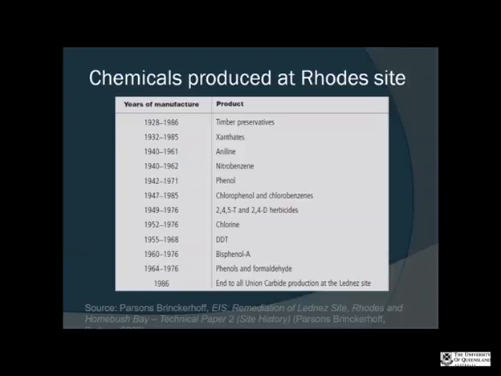This is a list of the chemicals that were produced at the site. You can see DDT is there, formaldehyde. Nasty stuff, really particularly nasty stuff over a long, long period of time, 1928 through to 1986. So production ended at the site in 1986.